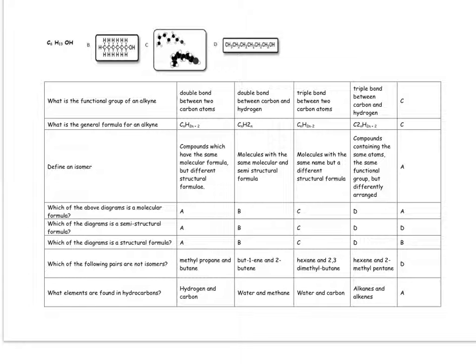What is the functional group of an alkyne? Well, alkynes have got triple bonds, a triple bond between two carbons. What is the general formula for an alkyne? It's going to be CnH2n-2. CnH2n+2 would be an alkane. Without anything, just CnH2n is an alkene, and an alkyne is that over there.